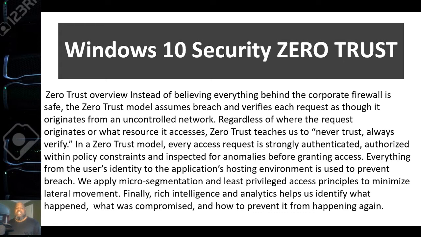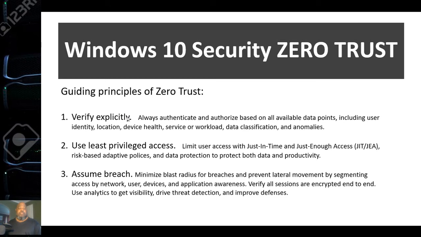We apply micro-segmentation and least privilege access principles to minimize lateral movement. Finally, rich intelligence and analytics help us identify what happened, what was compromised, and how to prevent it from happening again. So the guiding principles for zero trust: verify explicitly, use least privilege access, and assume a breach has always happened. So those are the three major tenets of zero trust.